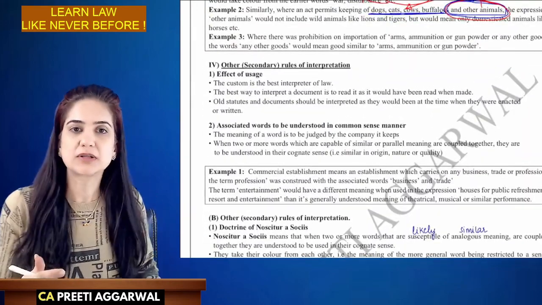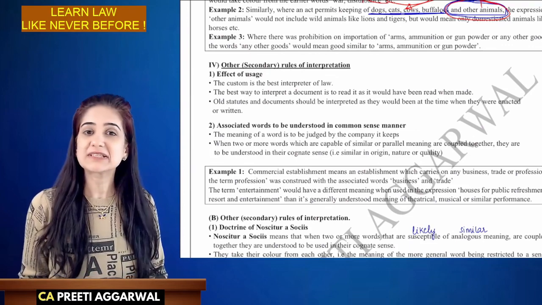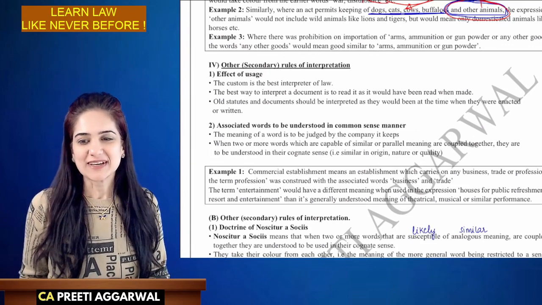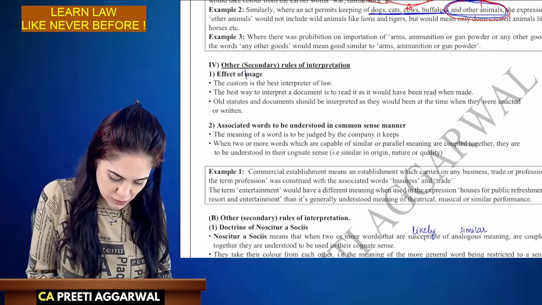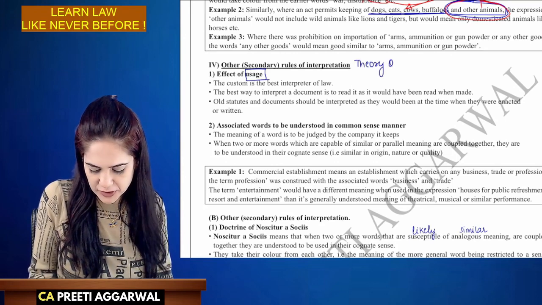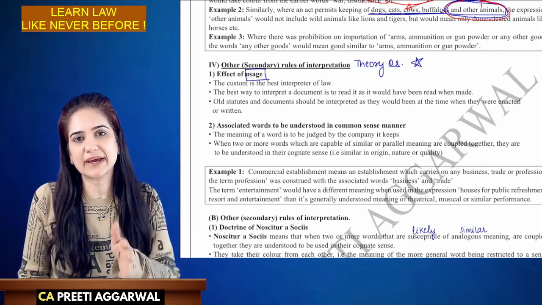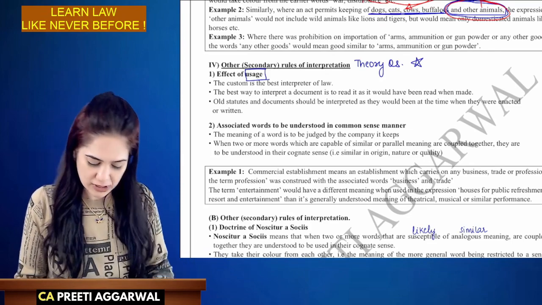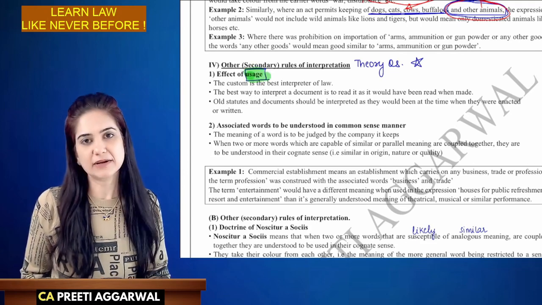So those were the primary rules of interpretation. We have the secondary rules also. Yes, they are not forming part of any act, but usage or trade custom. Now please note, students, this can be asked as a theory question. It is very frequently asked, what are the external aids to interpretation or construction? Usage, yes, they help us to understand law.